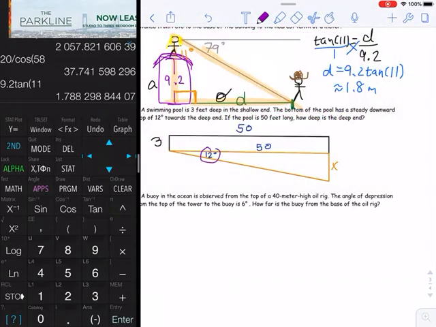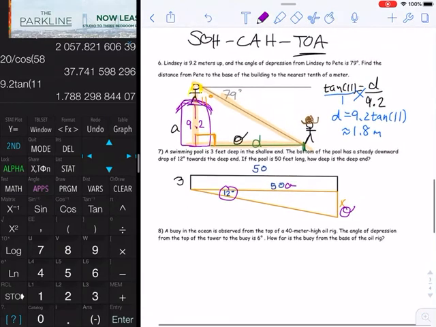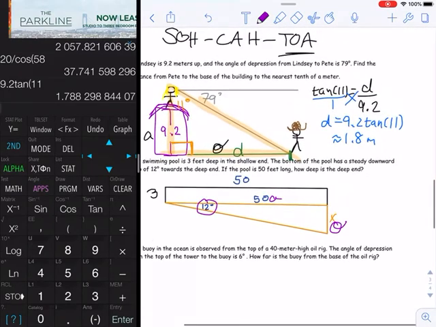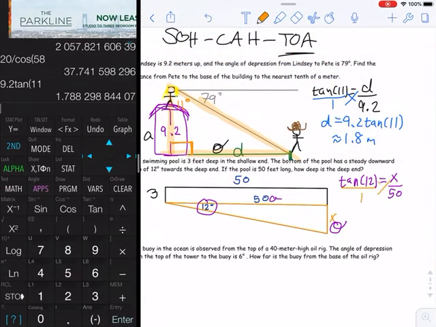So, again, with respect to 12, I have the adjacent side, the opposite side. Again, we're using tangent a lot. We're focused on the TOA part of SOHCAHTOA. So it's going to be tan 12 equals opposite X over adjacent 50. Then I need to cross multiply and solve. X equals 50 times tan 12. 10.6.